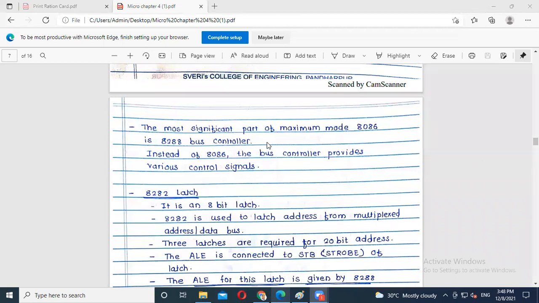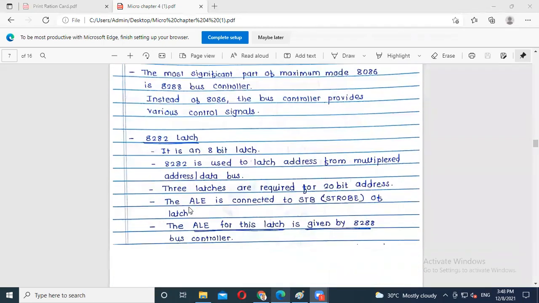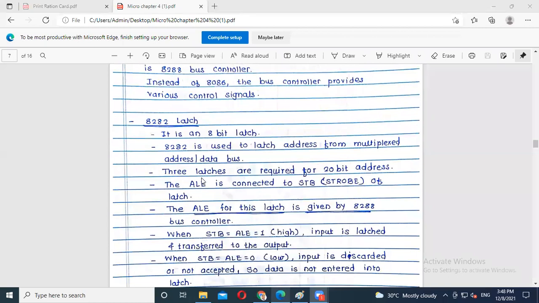Next, the 8282 latch is an 8-bit latch used to separate the address from the multiplexed address and data buses. The latches are required for 20 bits of address lines, and the address latch enable ALE is connected to the STB, that is the strobe of the latch. That ALE for this latch is given by the 8288 bus controller. The main latch functionality is to give feedback to the 8288 bus controller to control the data flow.